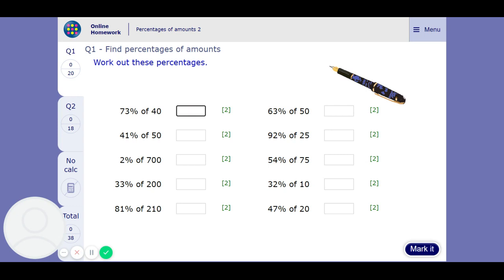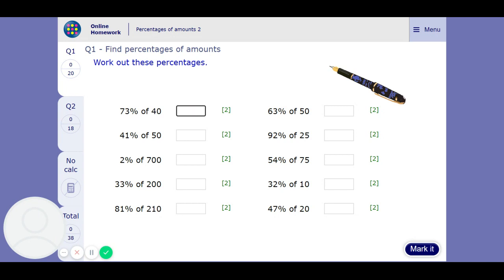And you've just got to break things down into tens and ones, and you've just got to figure out how many tens do I need, how many ones do I need, and add them all up. 10% is easy because you just divide by 10, 100% is easy because you just divide by 100, and then it's just multiples of that. So for the first one, 10% is 4, and 1% is 0.4, and so you're going to want 7 lots of 4 for the 70, and you're going to want 3 lots of the 0.4 for the 73%.